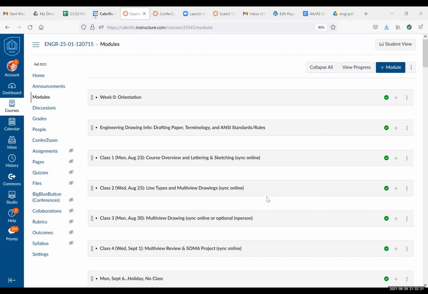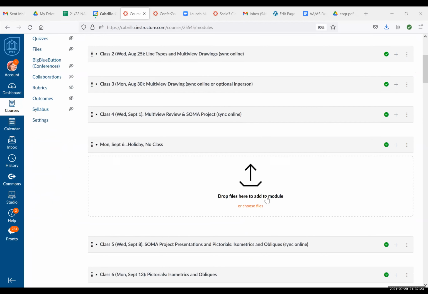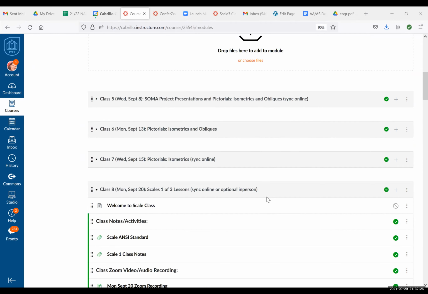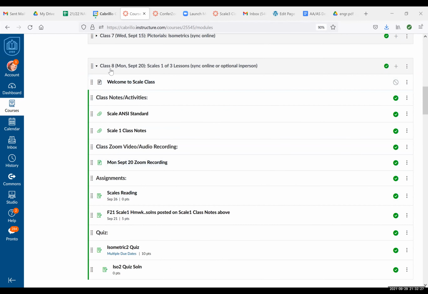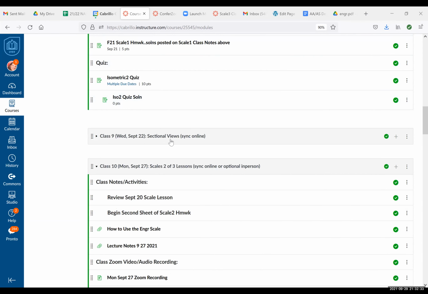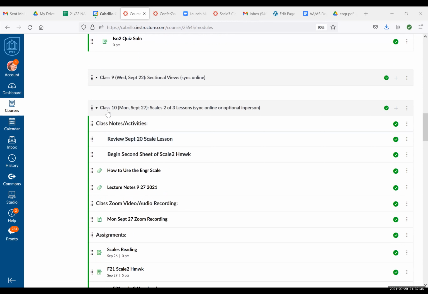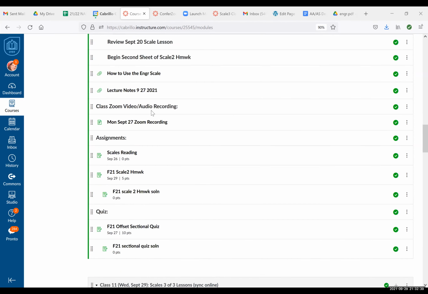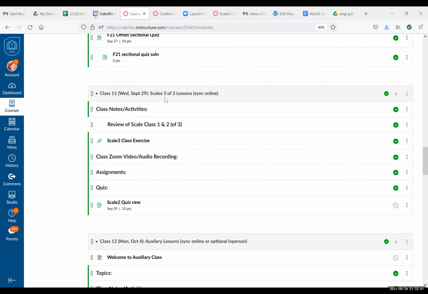Okay, so I'm sharing my screen. Where we are is, class 8 was our first of 3 lessons on scales. Class 9, we did sectional, so we're not going to look at that. Class 10 was our second of 3 lessons on scales. And today is our last lesson on scales.